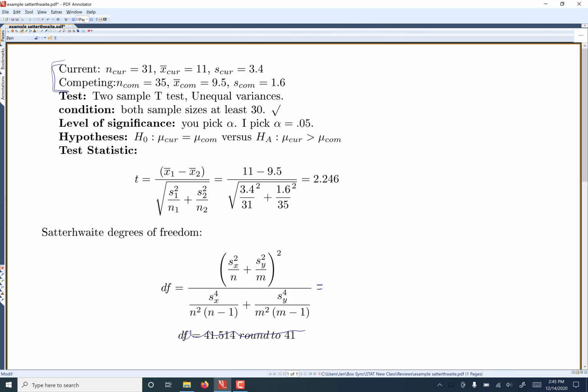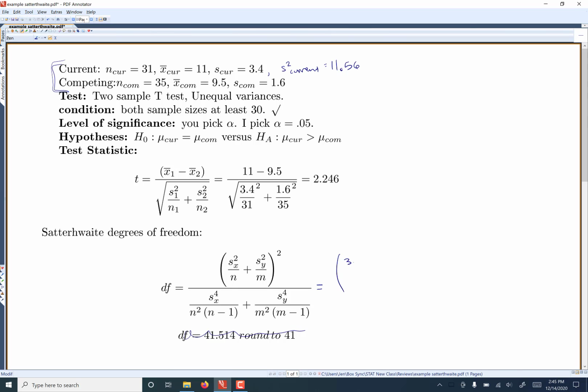Sometimes you might be given something where it's already the variance. So I could have given you like s squared for the current, equals, let's see, what is 3.4 squared? I could have said that the variance was 11.56. Now, if you start with the variance, you don't have to square it to plug it in here because it will already be squared. But in our case, we start with standard deviation, so we'd have to square.